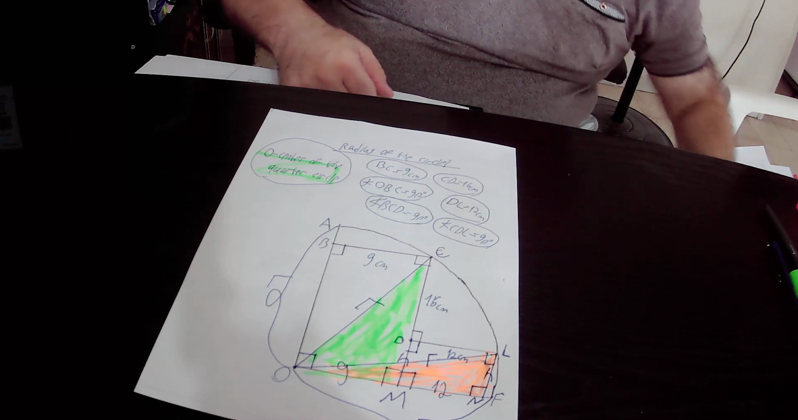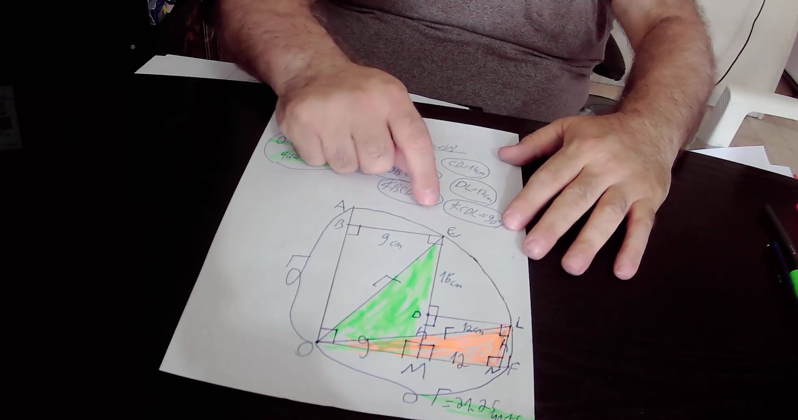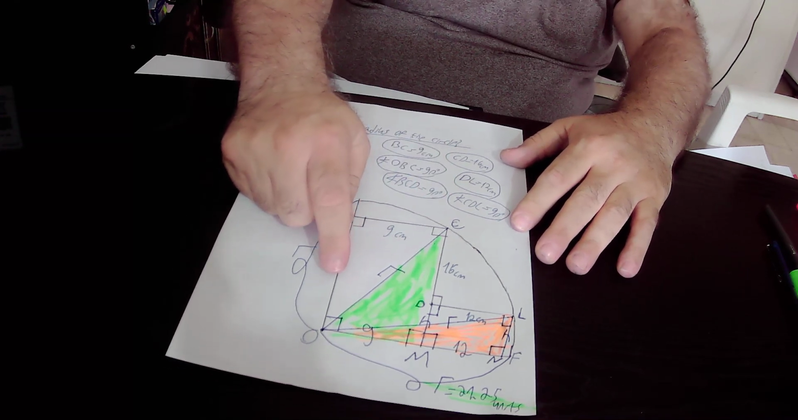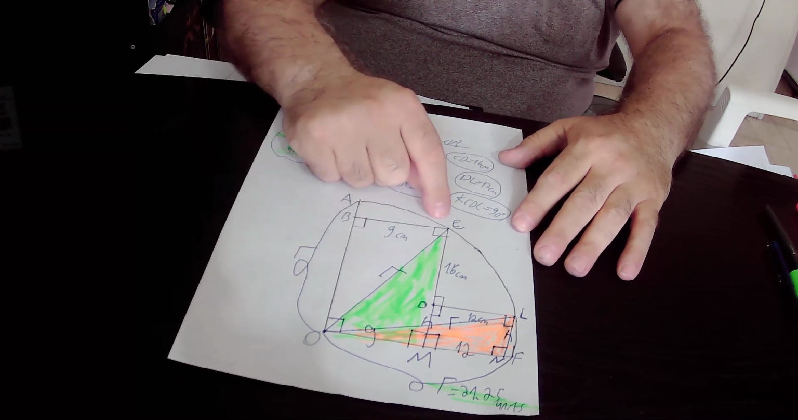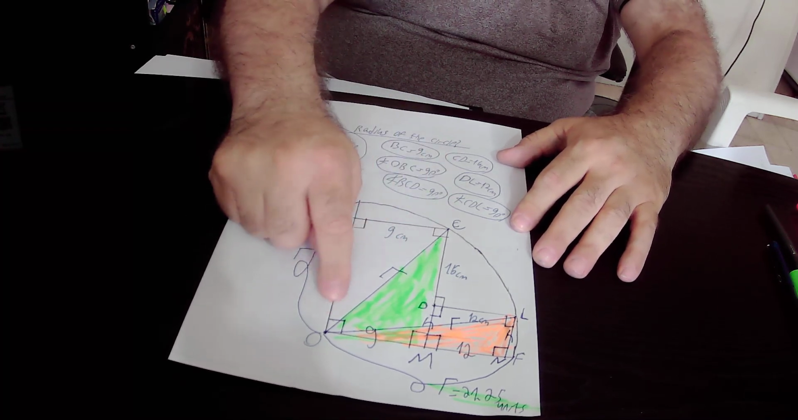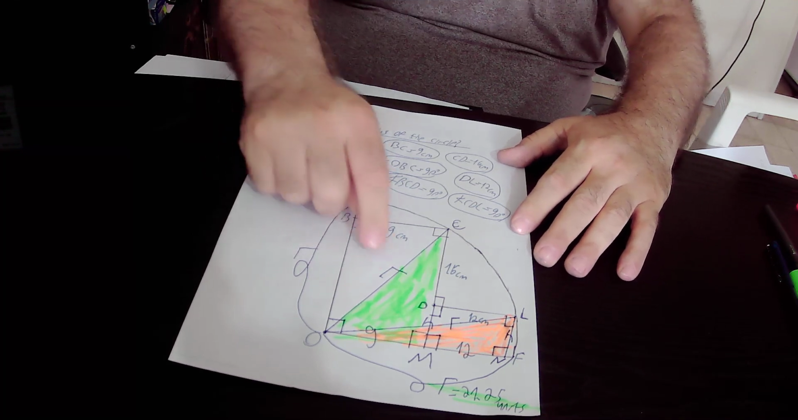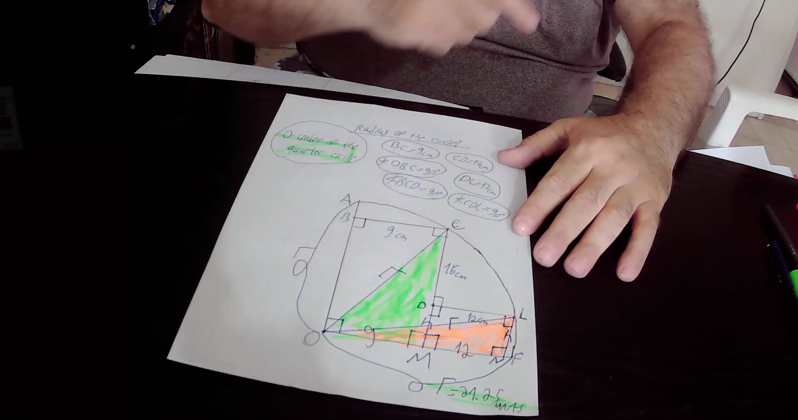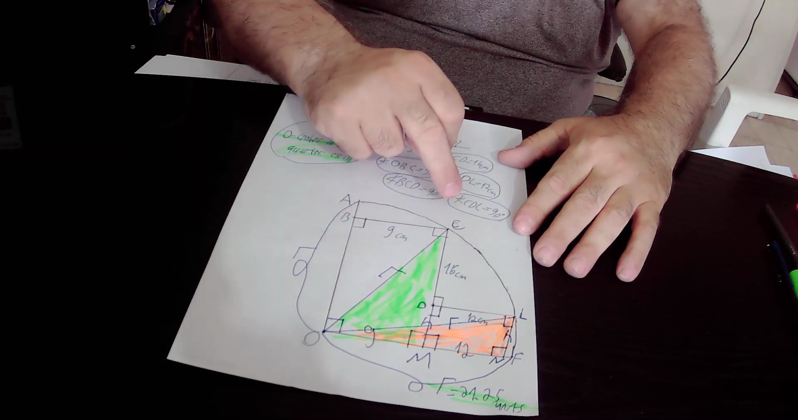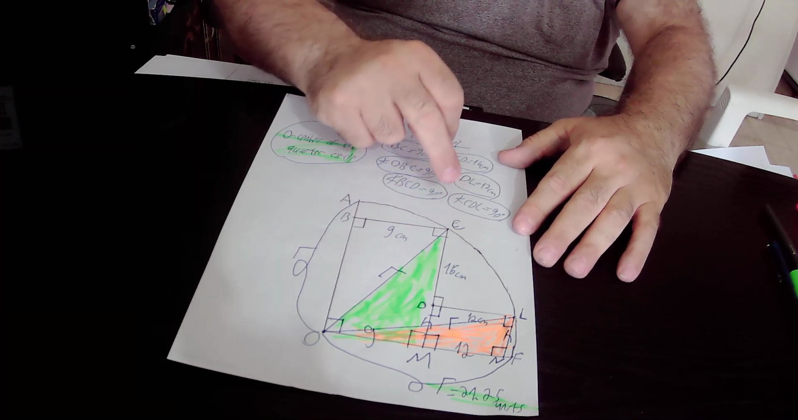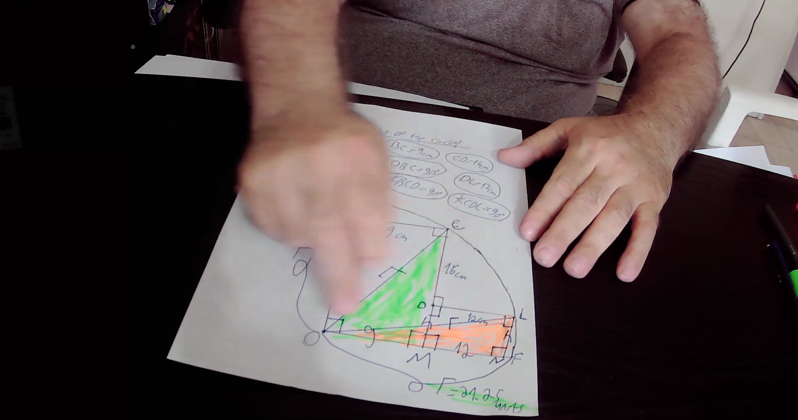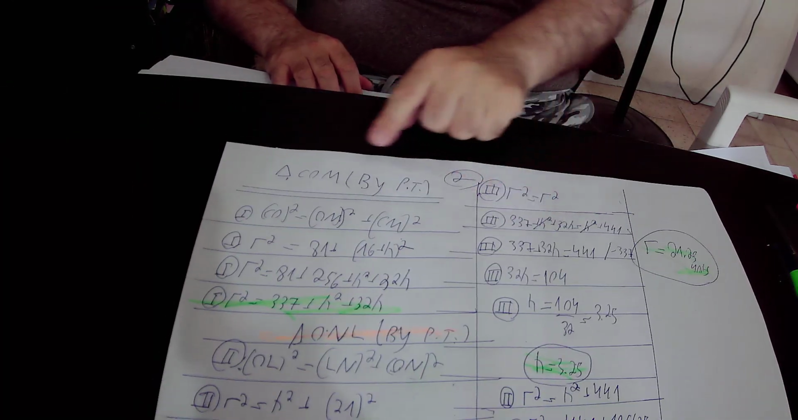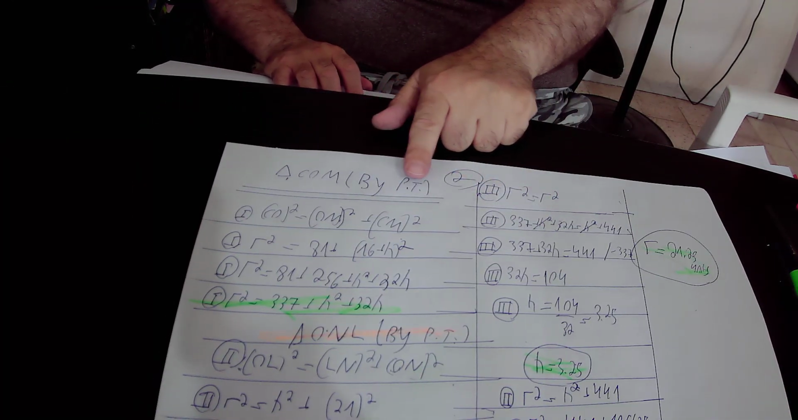In the next step, we join points C and O together by a straight line. Point O is the center of the quarter circle. Point C is a point on the quarter circle itself. Therefore, CO is the radius of the quarter circle, equal to R. We apply the Pythagoras theorem on the right triangle COM. According to the Pythagoras theorem, the square of the hypotenuse equals the sum of the squares of the perpendicular sides. That is, CO square equals CM square plus MO square.